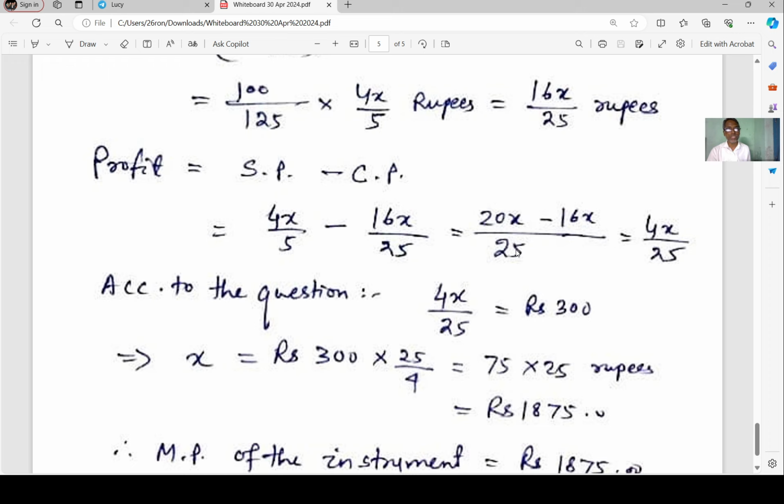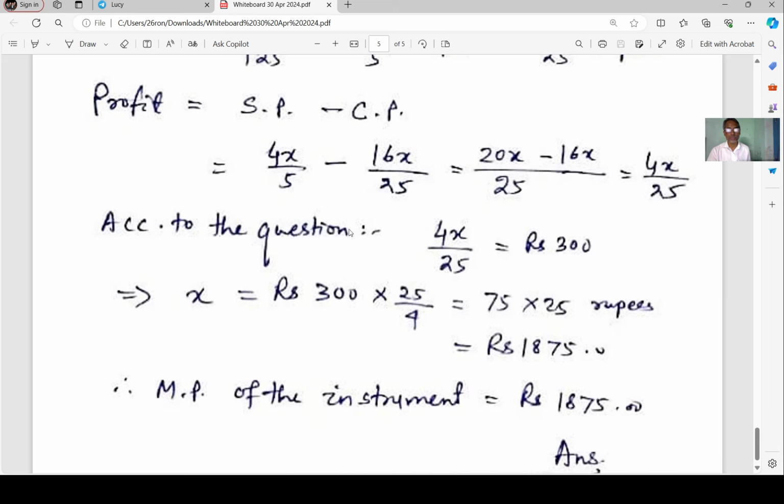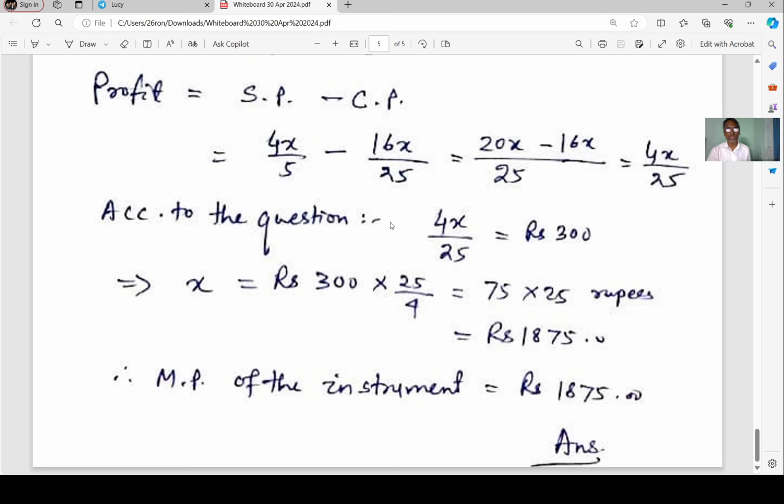By simplifying, we get LCM of denominator is equal to 25. So 25 divided by 5 equal to 5. 5 into 4X equal to 20X minus 16X. This is equal to 4X by 25. So according to the question, this profit is equal to 300 rupees. That is 4X by 25 equal to 300 rupees. Hence X is equal to 300 multiplied by 25 by 4. This 4 by 25 is reversely multiplied.